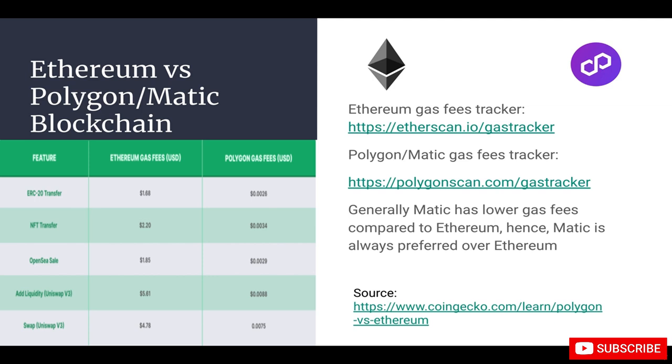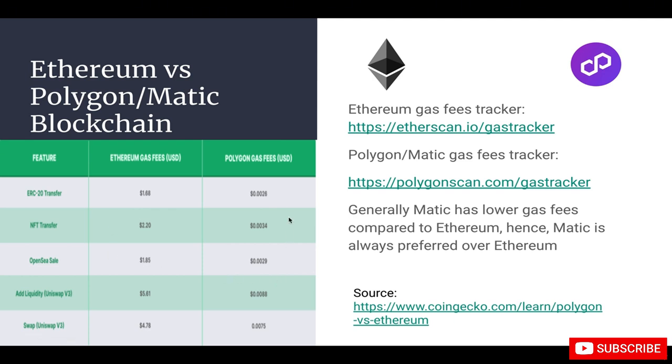Again, as we know, Matic generally has lower gas fees compared to Ethereum, hence Matic is always preferred over Ethereum in my personal opinion. However, you've got to keep in mind that a few decentralized exchanges are available on Ethereum but not on Matic, so also keep that in mind. There will always be pros and cons. There is no blockchain that's perfect, I guess. So let's see this data statistic.